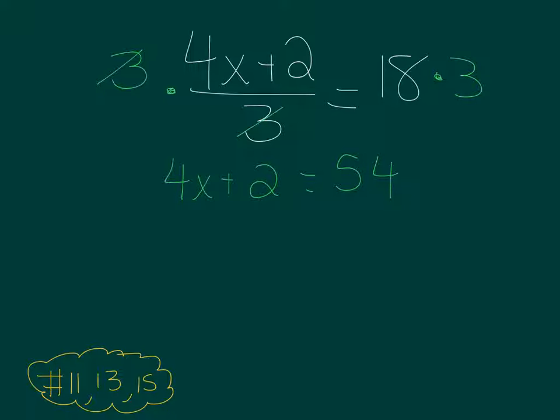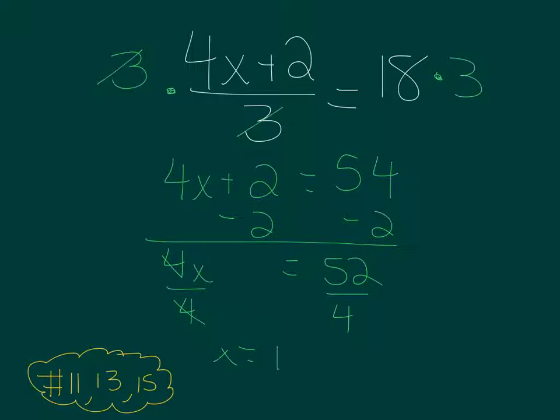Okay, now it's just a two-step equation. We're going to subtract 2 from both sides. 4x equals 52. That's 4 times x. So we're going to divide both sides by 4, and we get x equals, I think, 13. Okay? Stop the video and go work numbers 11, 13, and 15.